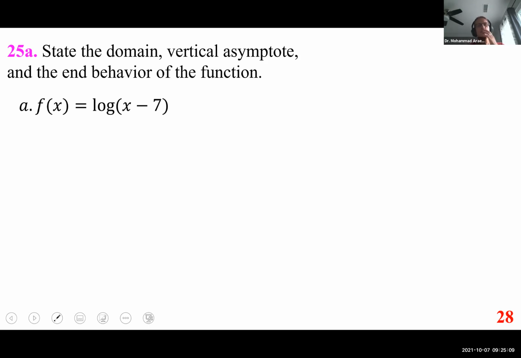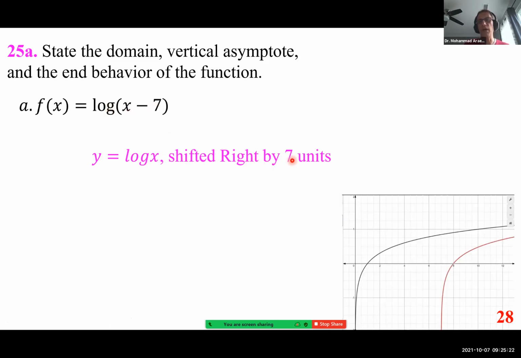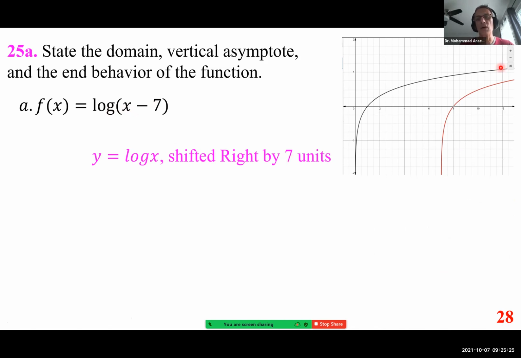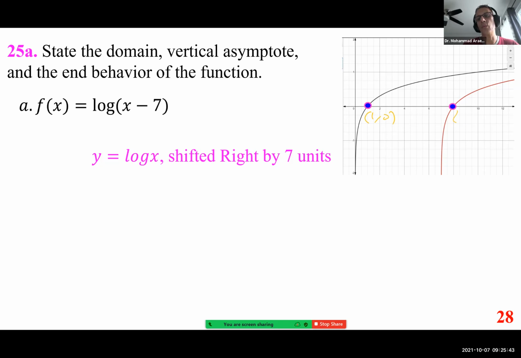Let's see what type of transformation takes place so we can state the domain, vertical asymptote, and the rest of this stuff. So we have log x. When we go to log of x minus 7, that means we're going to shift it to the right by 7. So what happens is this is log x. And as we shift 7 units to the right, notice this has location 1, 0. And now the new x-intercept is at 8, 0. So this one has location 1, 0. Now 1 plus 7, 8, 0.